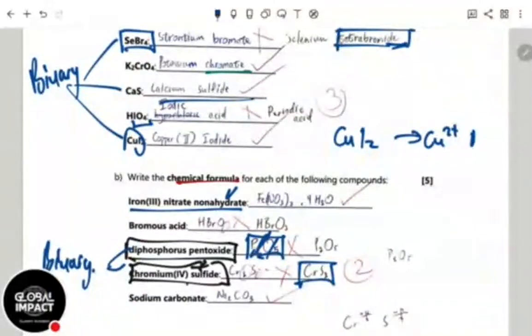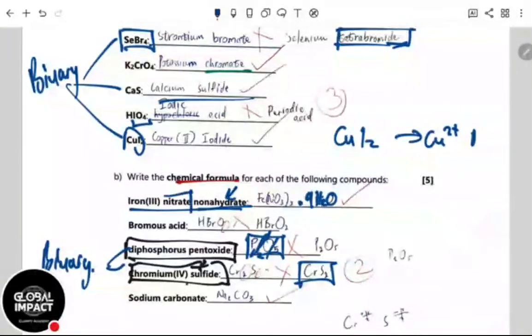Now you come here. There is a hydrate. Okay. So the hydrate has a dot. And because there is nonahydrate, it's dot 9 waters, H2O. Because it's nonahydrate. Iron 3 nitrate.